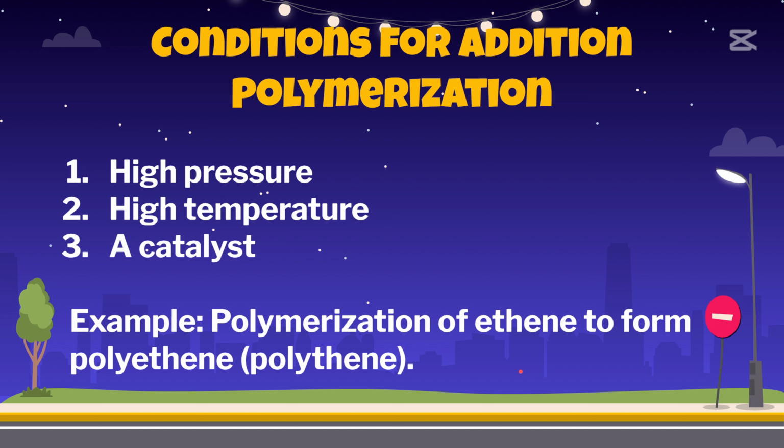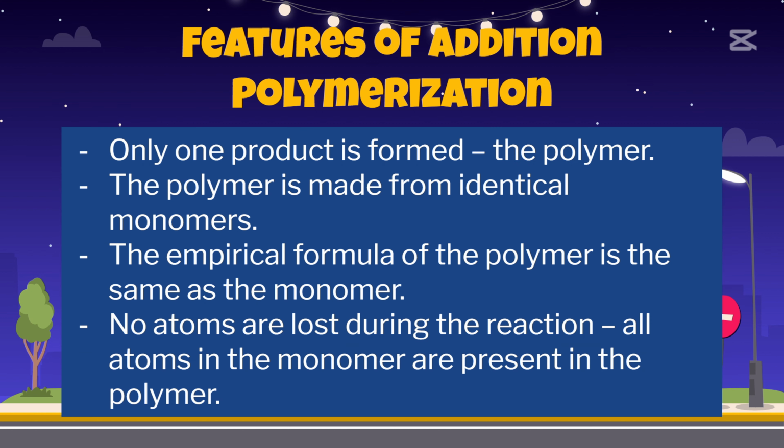Now note that when we're doing addition polymerization, we have to have three conditions. We have to have high pressure, high temperature, and a catalyst. Right? That's what we need to have in order to make our polymers. Features of addition polymerization: only one product is formed, the polymer. Right? We only form the polymer. Even though it's repeating units, yes, we only form one product, which is the polymer. Note that the polymer is also made up of identical monomers. Also know that the empirical formula of the polymer and the monomer is the same.